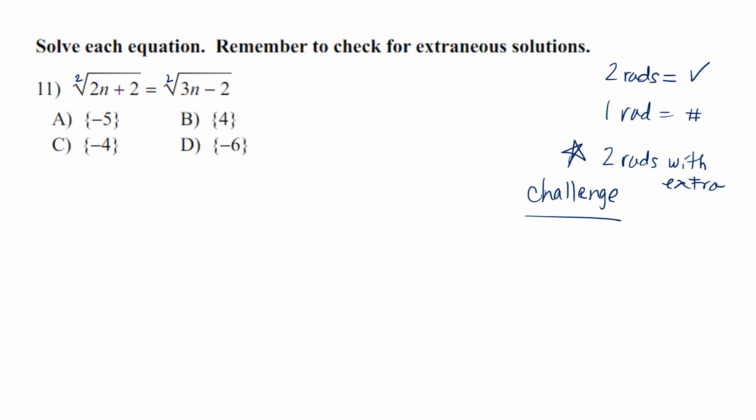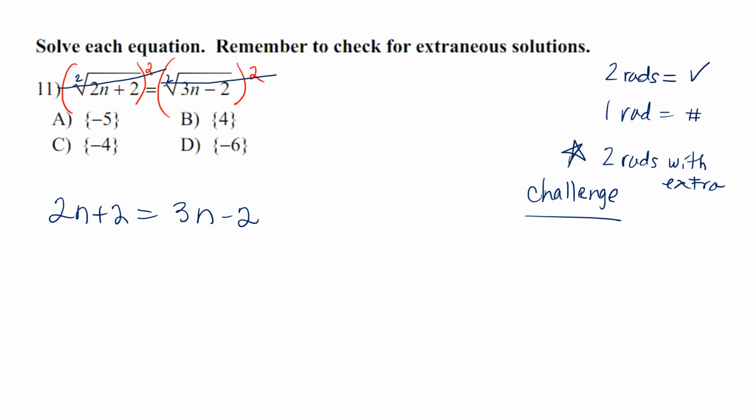All right, so in example 11, we're going to solve the square root of 2n plus 2 equaling the square root of 3n minus 2. So in order to do the square root, I need to raise that entire thing to the second power, and I'm doing that on both sides of my equation, kind of saving space. So the square root and the square undo each other, leaving me with 2n plus 2, equaling the square root and the square on the other side undo each other, leaving me with 3n minus 2.